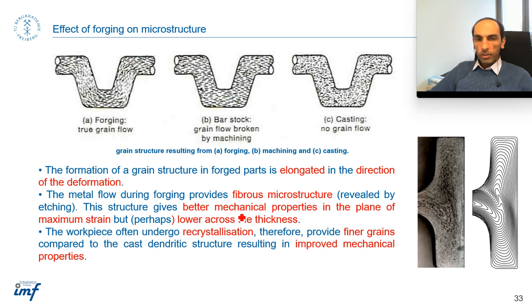The structure gives a better mechanical property in the plane of the maximum strain, but of course, lower properties across the thickness. So it's important whether this metal flow line is parallel to the surface or vertical. If it's parallel to the surface, then it shows a good resistance to cracking. But if it's vertical, or almost vertical, then there is a high potential of cracks at that point.